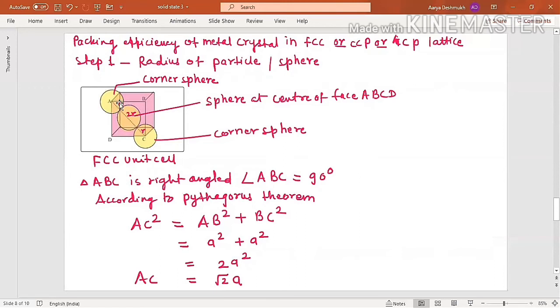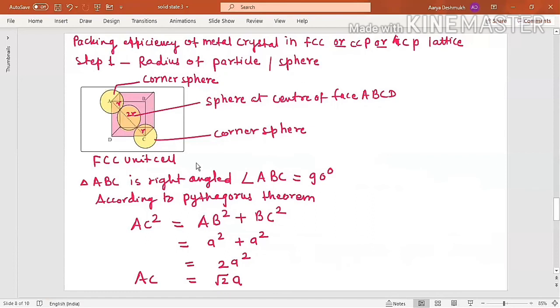The particles or atoms of the sphere would be present at the corners, and this is the sphere which is at the middle. This sphere is at the center of the face ABCD. This is the front face. We are just considering only one particle, remember. So this is the ABCD face, and this is the particle present at the center of the face. In addition to this, all 6 faces will be occupied by spheres at the center and at the corners also, because this is the face-centered cubic lattice.